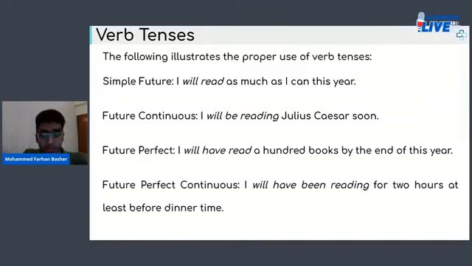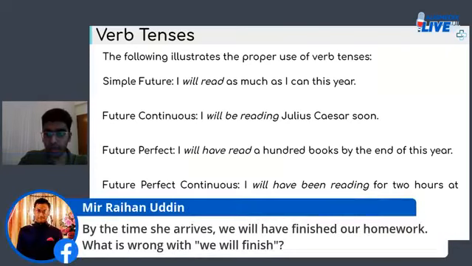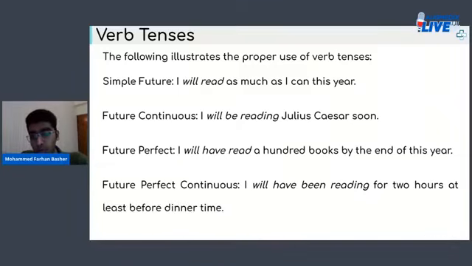Yeah. So as Raihanuddin was asking, what's wrong with "we will finish"? Well, we don't really go with "we will finish" when we want an action to be complete within a certain period in the future. We only employ the simple future tense when we want something to happen and not be complete, but rather something to happen in the future. But when we expect something to be complete within a time period in the future, we go with the future perfect tense, such as in this example. I will have read 100 books by the end of this year.